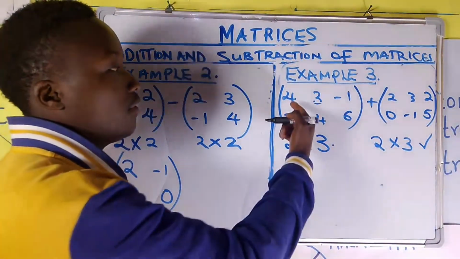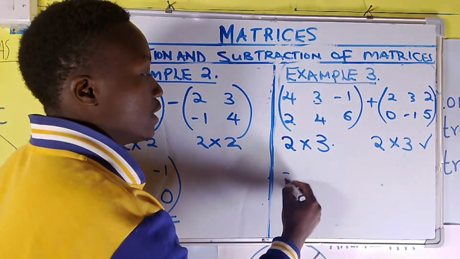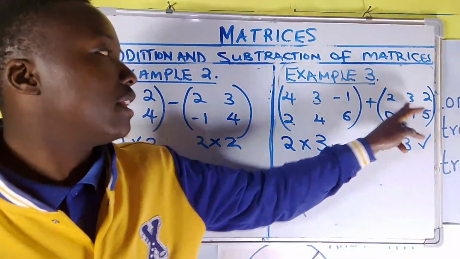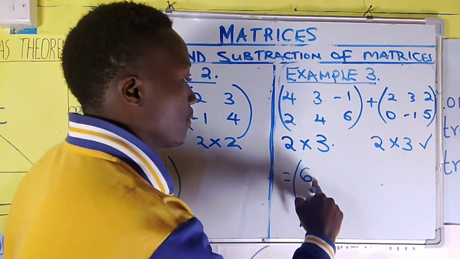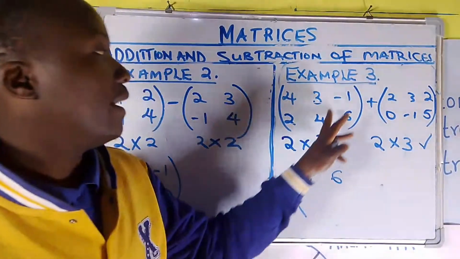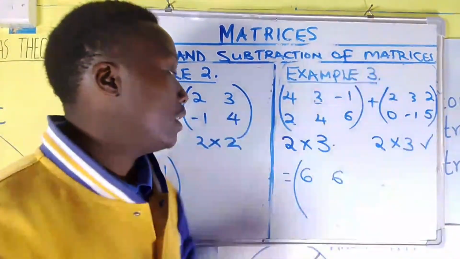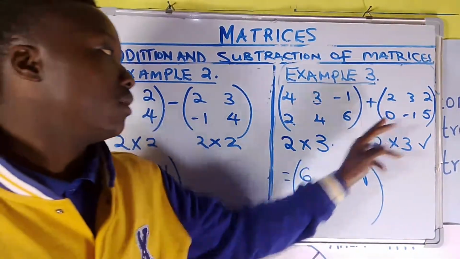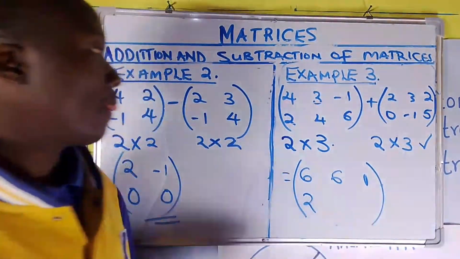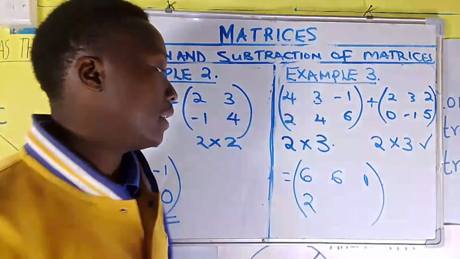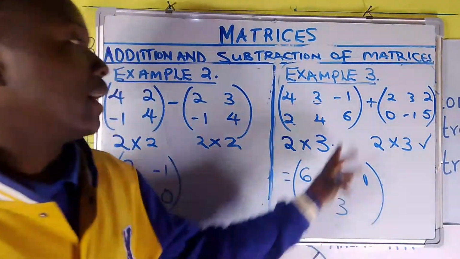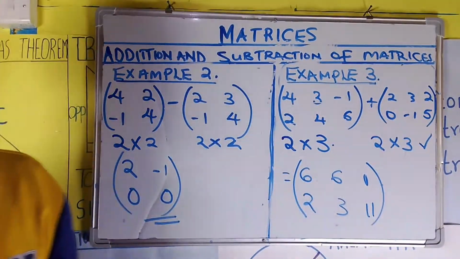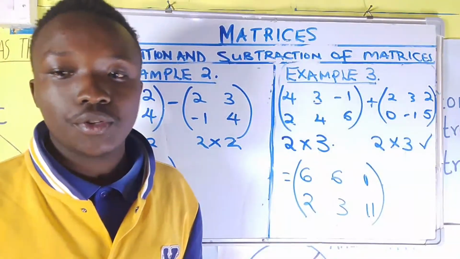So we will now have 4 plus 2 is equal to 6. Then 3 plus 3 is equal to 6. Then negative 1 plus 2 is equal to 1. Then 2 plus 0 is equal to 2. 4 plus minus 1 is equal to 3. And 6 plus 5 is equal to 11. So that will be our solution.